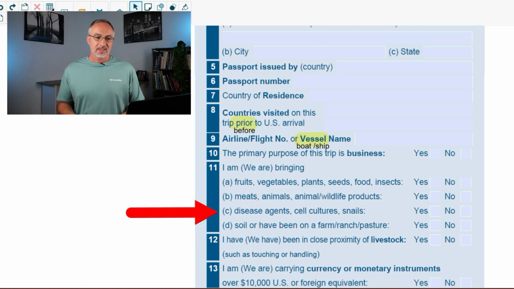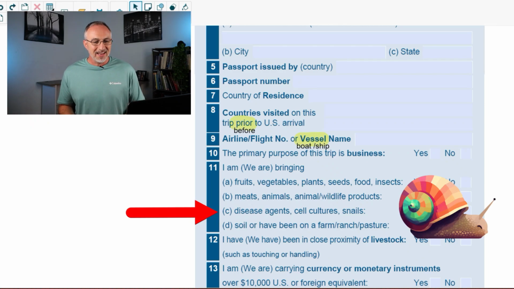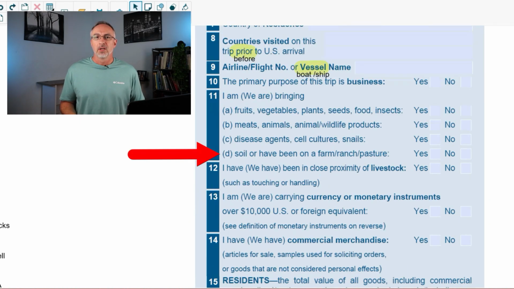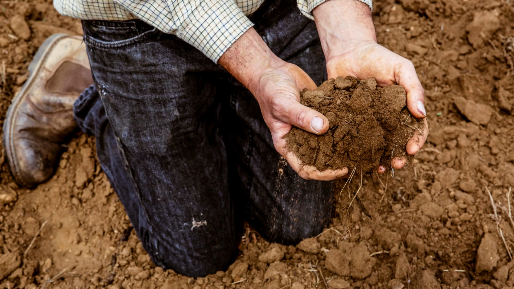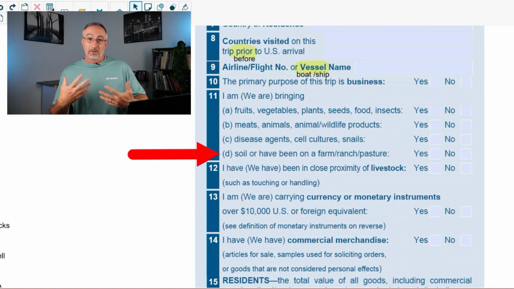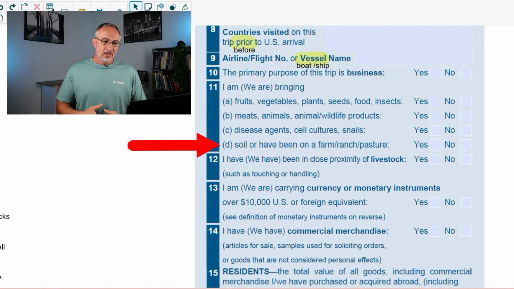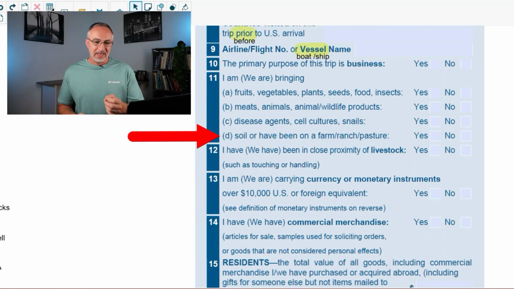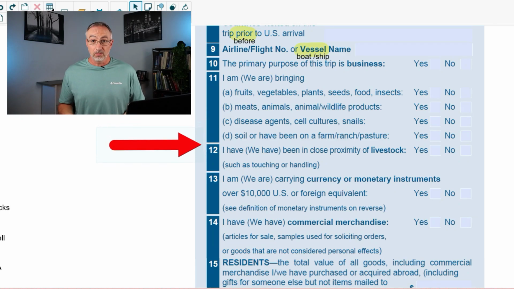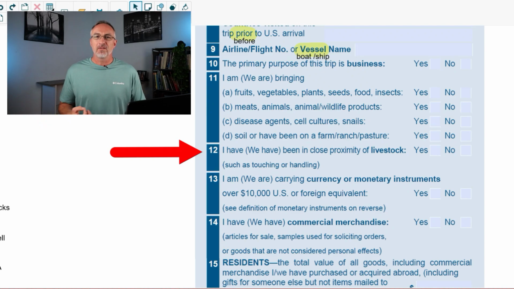Letter C, it says disease agents, cell cultures, and snails. Snails, I don't know. Letter D, it says soil. Soil is the dirt or the earth. Of course, this is probably connected to farming, and so it says, or have been on a farm, a ranch, or a pasture. Number 12 says, I have, or we have, been in close proximity of livestock.